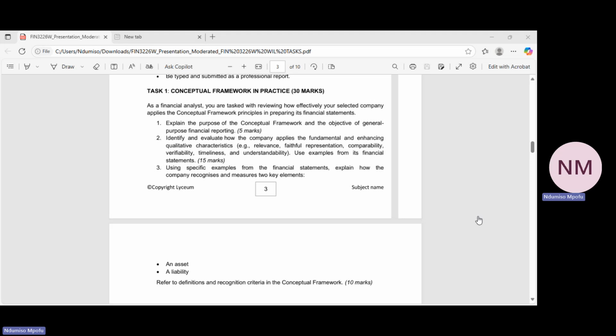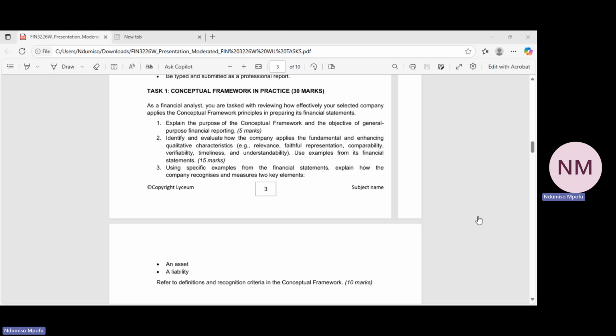All right, so let's look at task 1. It says, as a financial analyst, you are tasked with reviewing how effectively your selected company applies the conceptual framework principles in preparing its financial statements. I've already mentioned how you will select your company. This is topic 1 in your prescribed text. Please go through topic 1, which is the conceptual framework. Just go through it, ensure that you understand.